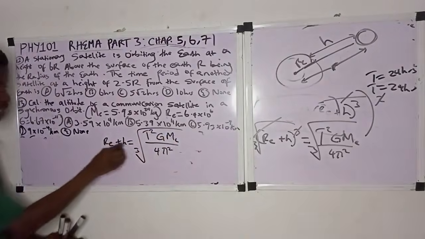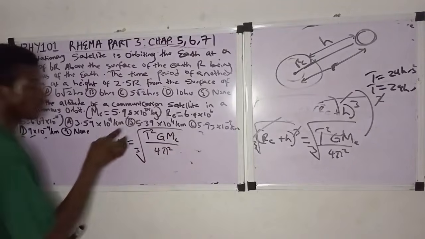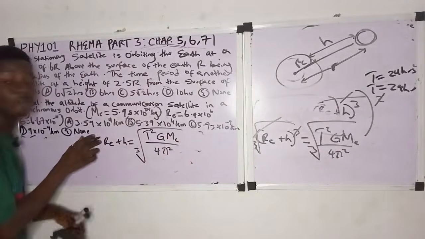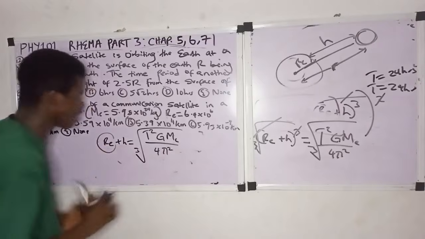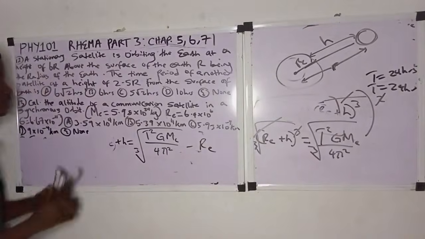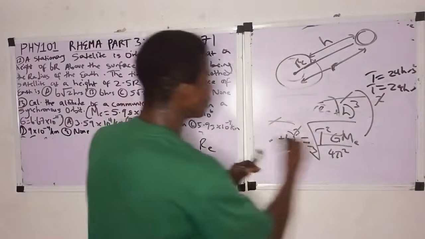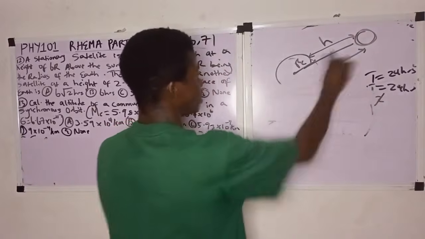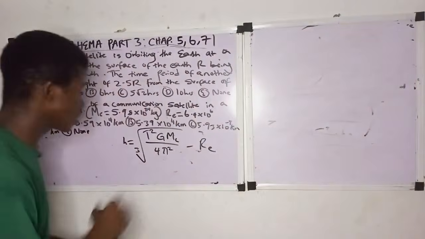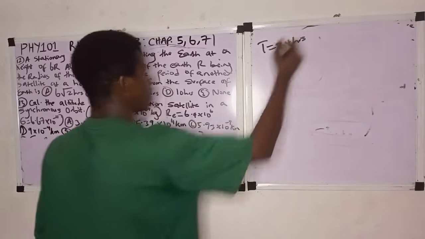Since we are looking for h, the altitude, this Re will come to the other side. Because it is plus Re, the radius of the earth, it has an invisible plus here. So if it crosses to the other side, it turns minus, so it becomes minus Re. Usually if you are using a Casio calculator, it's very easy. Remember, it's a synchronous orbit, so the period of the orbit is 24 hours.